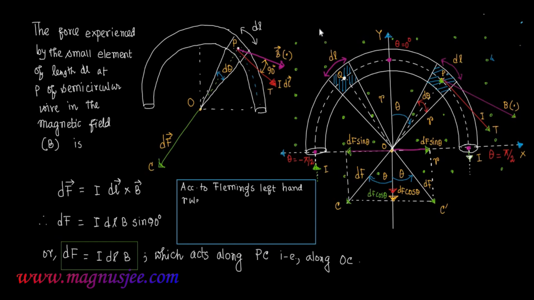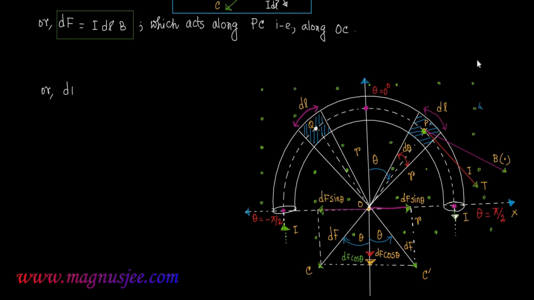According to Fleming's left hand rule, vector B, the magnetic flux density, acts outwards at the point P, and the current element I vector dl acts along this direction, and the force experienced by this small element will be acting along PC. The angle between I vector dl and vector B is 90 degrees, because vector B acts perpendicular to the plane of the semicircular wire. So we get dF as I dl B.